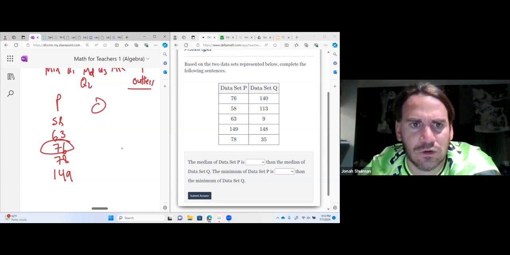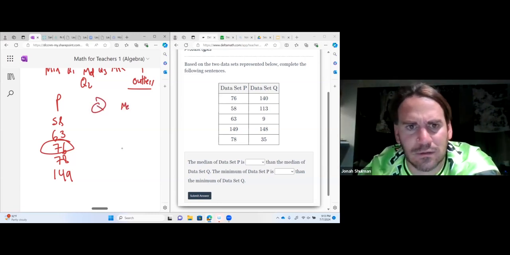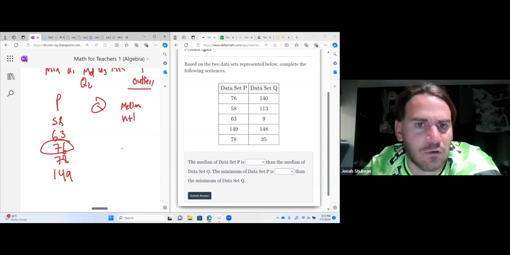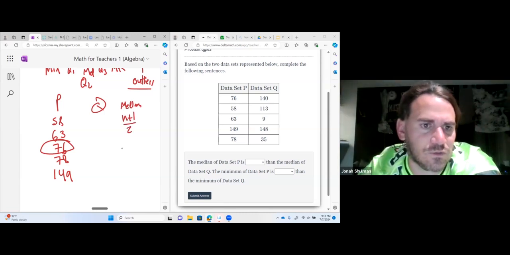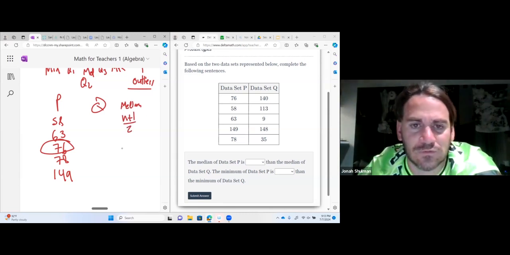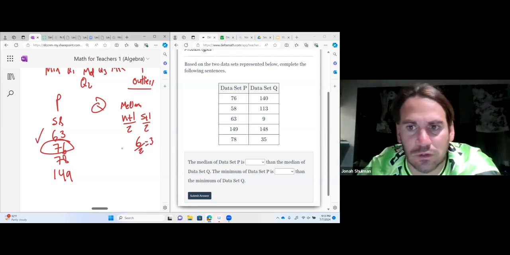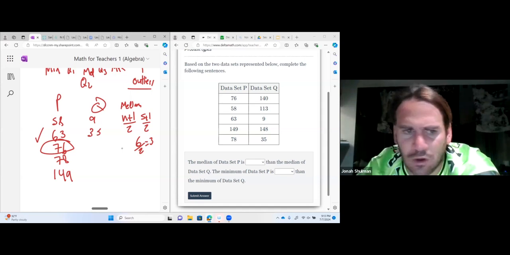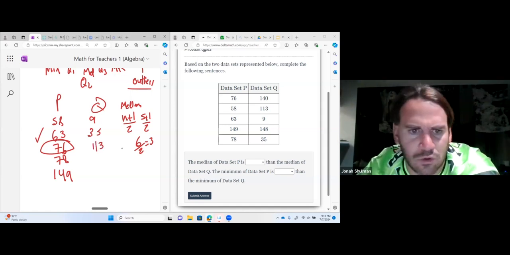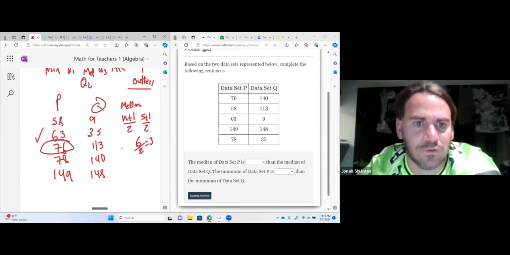Here's data set Q. There's a formula for the median. The median's always just going to be n plus 1 divided by 2. How many data points do we have? We have 1, 2, 3, 4, 5. Well, what is 5 plus 1 divided by 2? 6 divided by 2 is 3. It's going to be the third term. Ta-da! All right, so here's Q. It's 9, 35, 113, 140, and 148. There's the median for the other one.